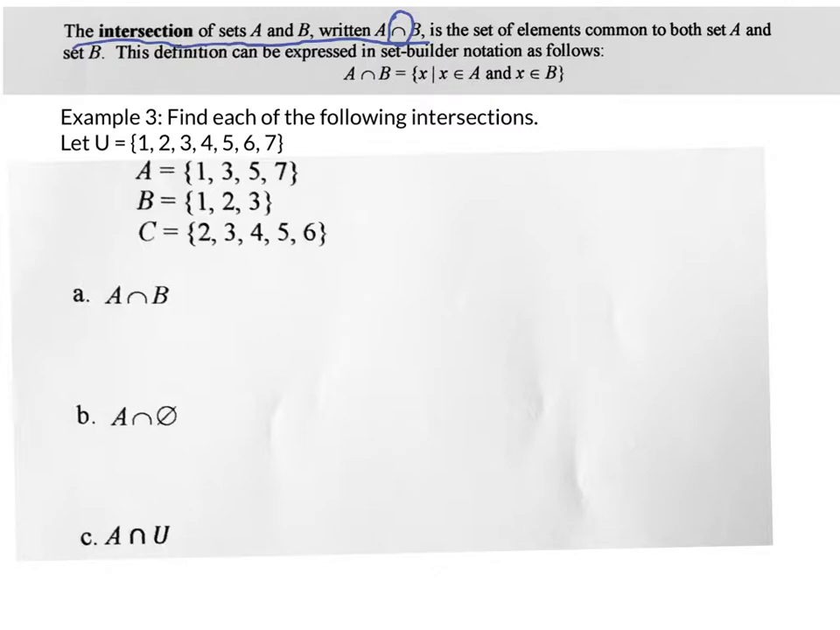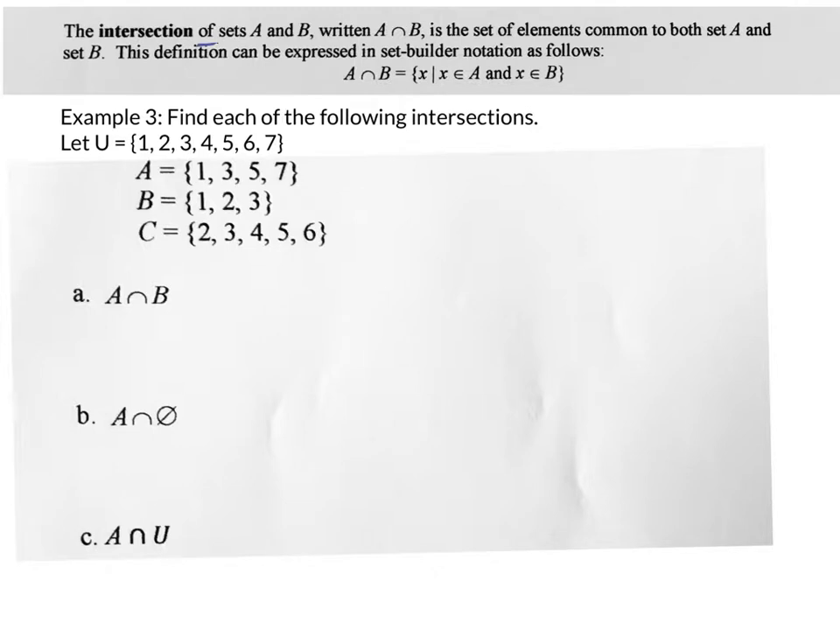We have a lot of U's in this section. We have the universal U, we got the intersection U, and then we're going to see on the next slide we have what's called a union U. But whenever that U is opening down, that is intersection U. And that intersection is the set of elements that are common to both sets, A and set B. This definition can be expressed in set builder notation as follows.